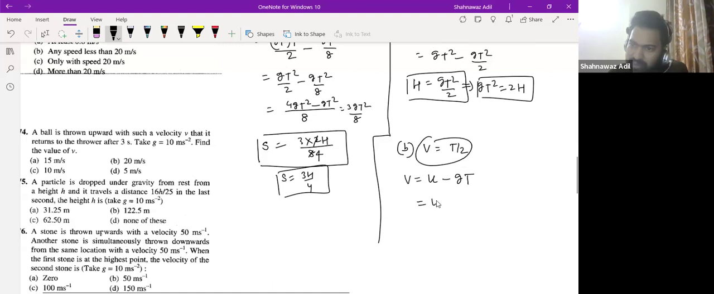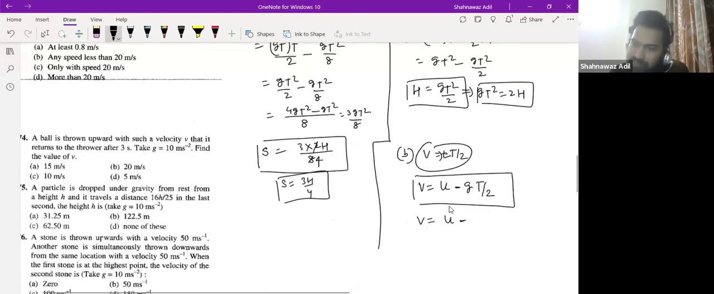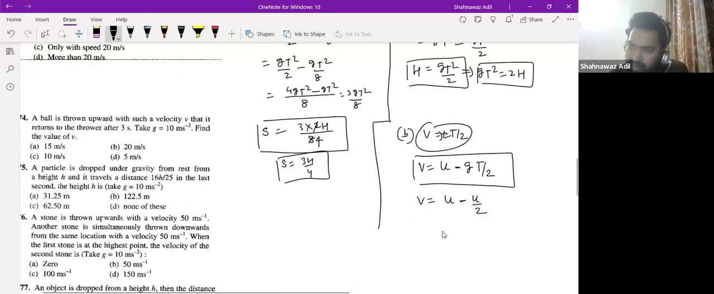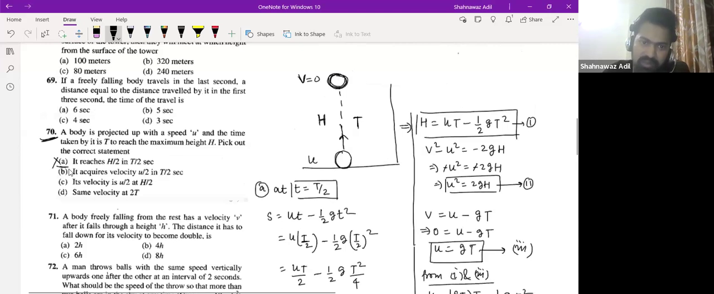So this would become... right. So we have to find out velocity at t equal to t by 2. So this would be u minus gt by 2. Right. So this is the thing. And if we put the value of gt, the value is u. So if we put that, this would be u by 2. So u minus u by 2 is u by 2. So velocity at t by 2 seconds is u by 2. So this is the correct option. Right, this was the correct option.